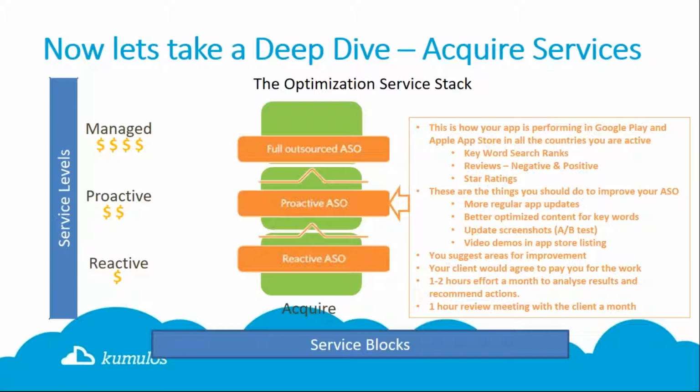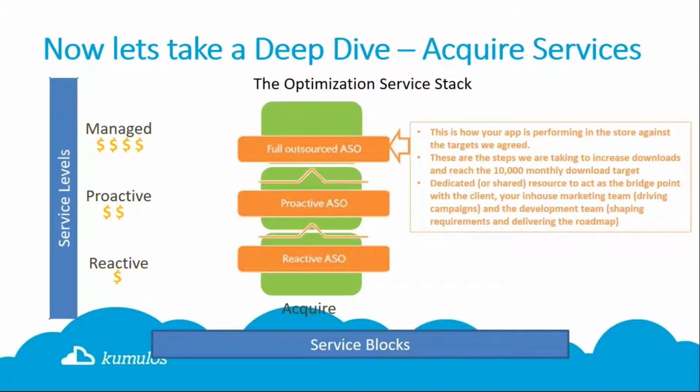Then ultimately moving up to the ASO fully outsourced managed service. As I said in the other example, you've agreed performance targets. Maybe you want to be ranked in the top 50 for 3 keywords or top 10 for 3 keywords, or maybe it's based on the real measure of success, which is ultimately the downloads. Then that's the ultimate service that you want to offer to your clients.